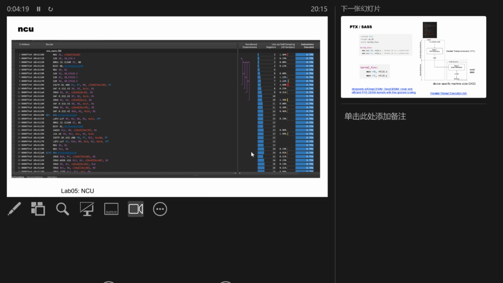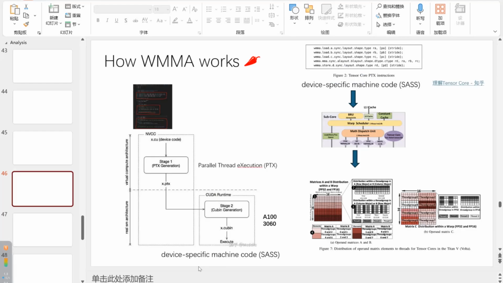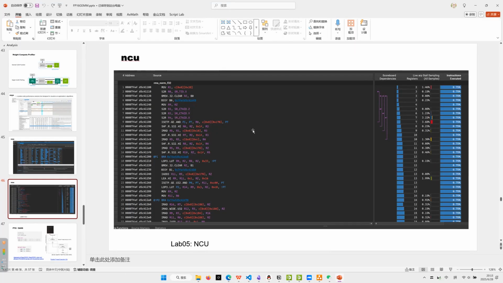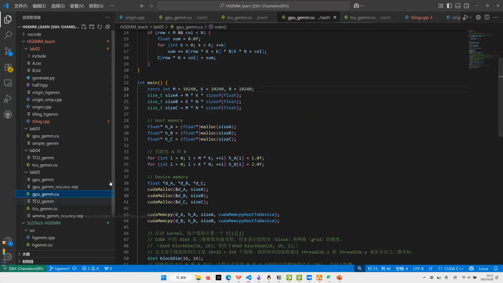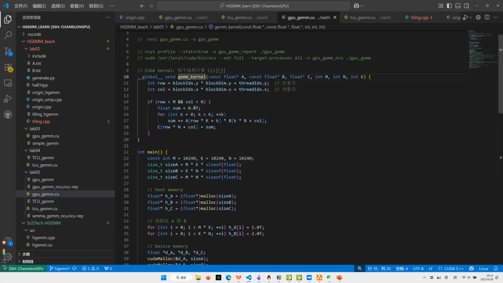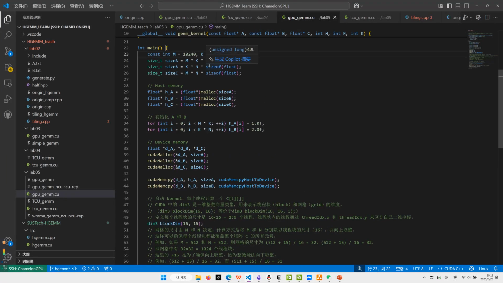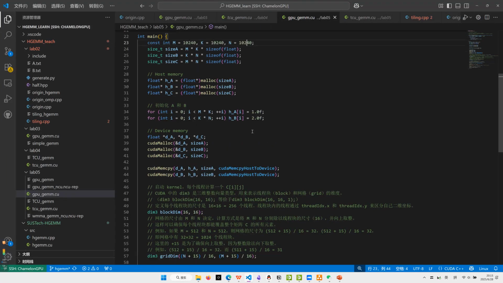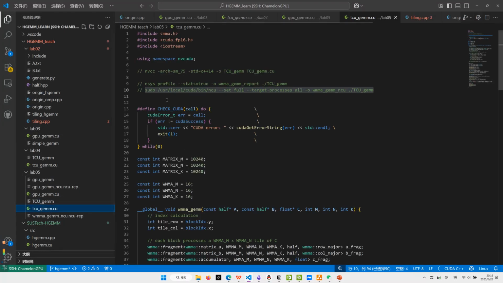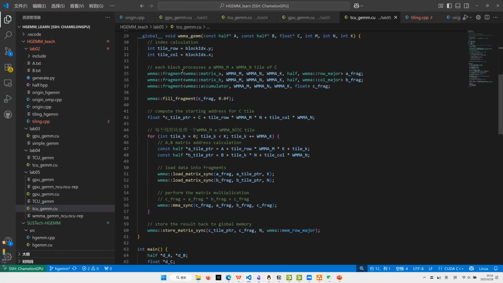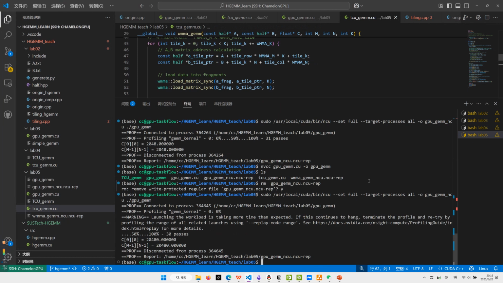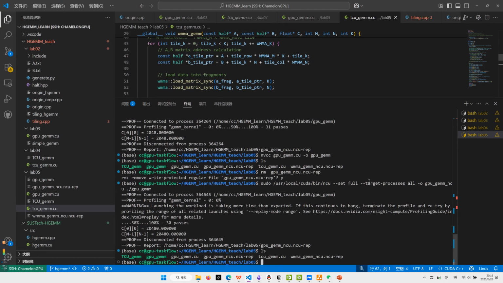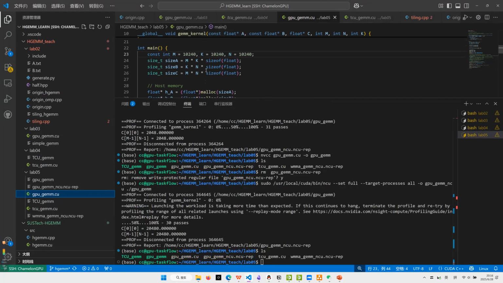Now let's come to the lab here. For lab 5, I am still giving this GEMM kernel with 10240, 10240, 10240 computation size, and the TCU also doing the same thing as before. Okay, so first we can try this.